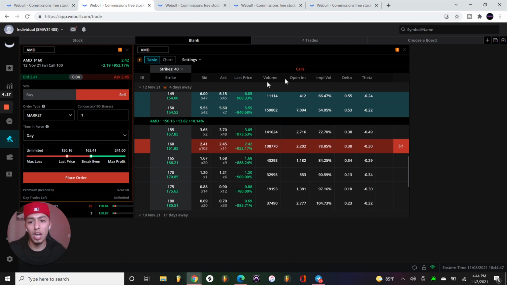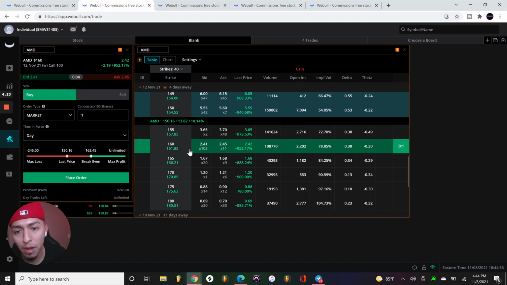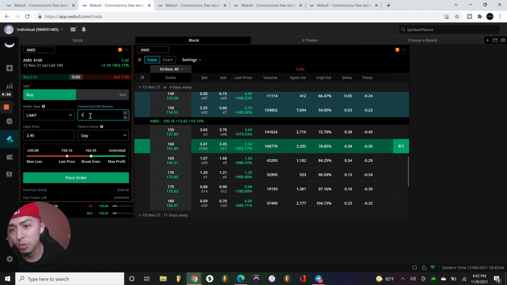That's pretty much how you would do it. You choose your strike price, let's say 160 again. You choose your strike price, you hover over here, you go on the buy, you click limit, however many contracts you want to buy, you set that on your own, and then the limit price has to be the ask.